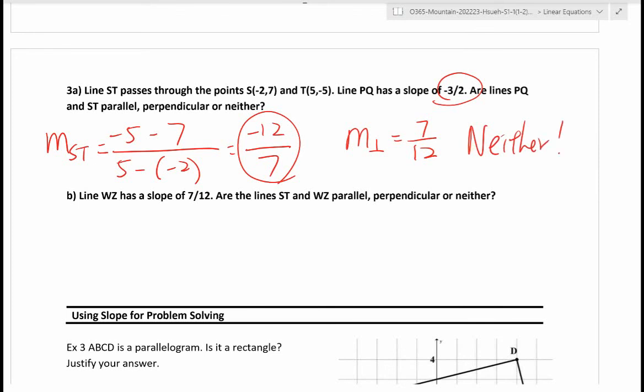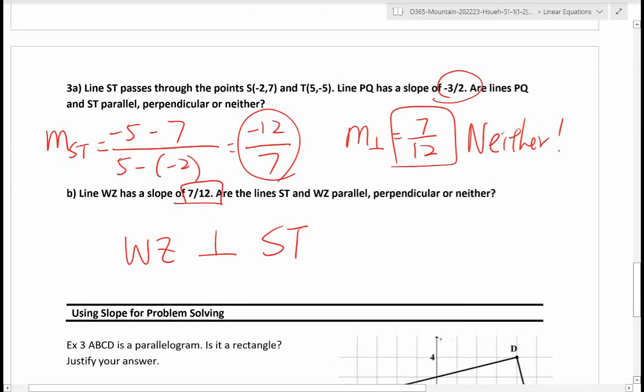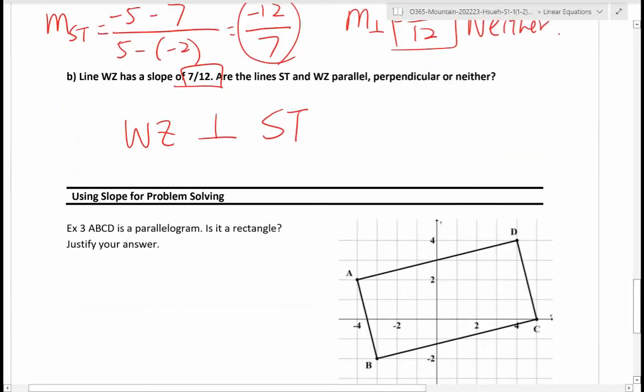Part B says line WZ has a slope of 7/12. Are the lines ST and WZ parallel, perpendicular, or neither? WZ has a slope of 7 over 12. That is exactly what we would see had they been perpendicular lines. So WZ is perpendicular to ST. Actually not that bad, right? Easy. All you have to do is check the slopes. If they are the same, the lines are parallel. If they are negative reciprocals of each other, they are perpendicular. If there's nothing in common, then they are neither parallel nor perpendicular.